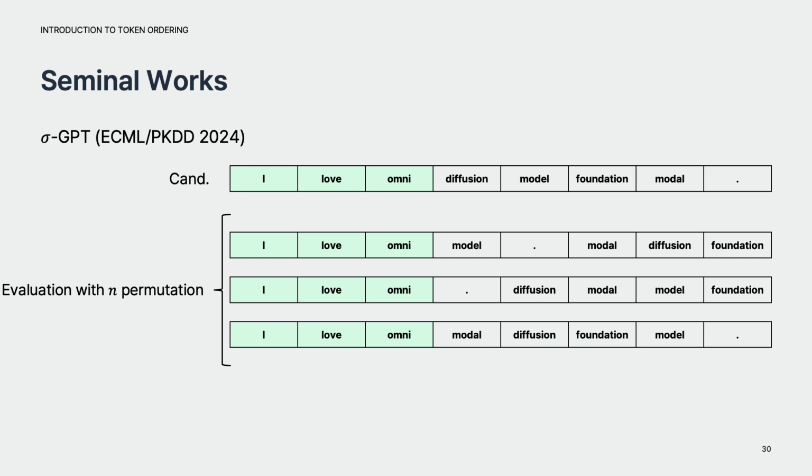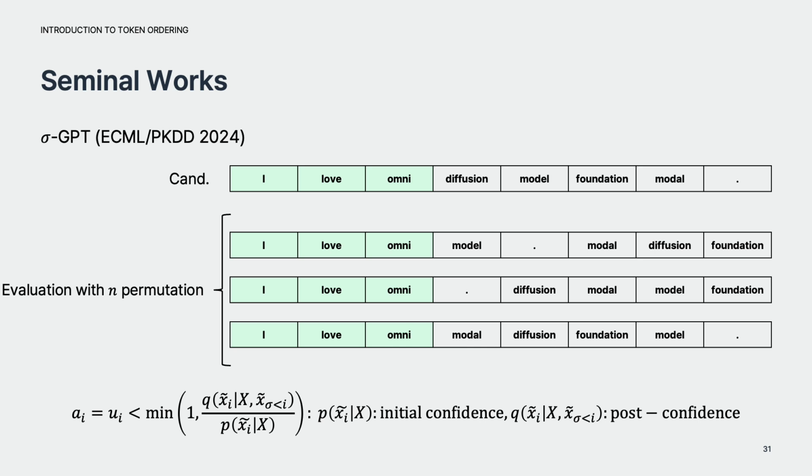Looking more closely at cases like this, candidate sentences are generated and then acceptance or rejection is decided based on the following formula. Here, U is a randomly sampled scalar value. If the right-hand side of the formula is greater than U, then we accept the token. P is the confidence given only the context, whereas Q is the confidence given the context plus the tokens already generated.